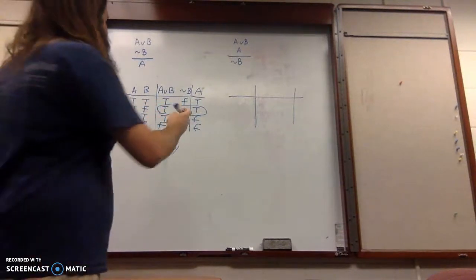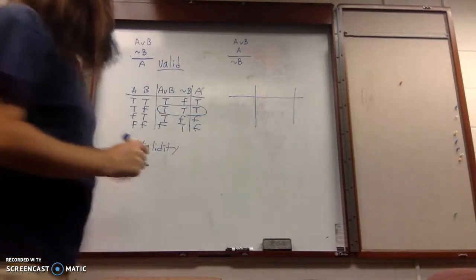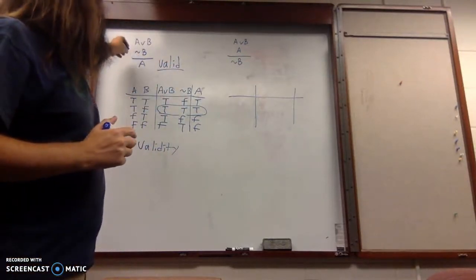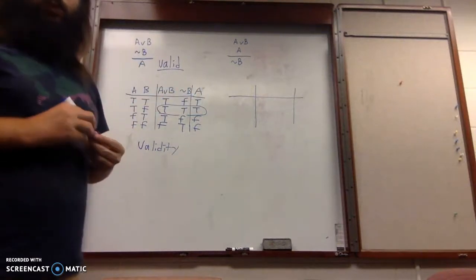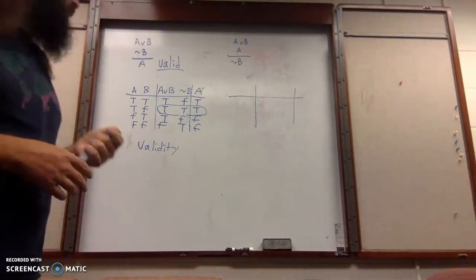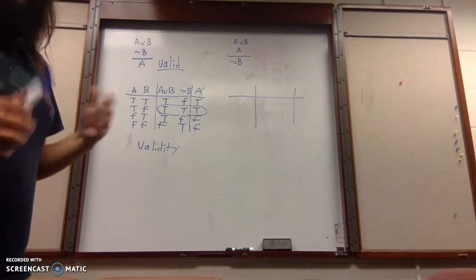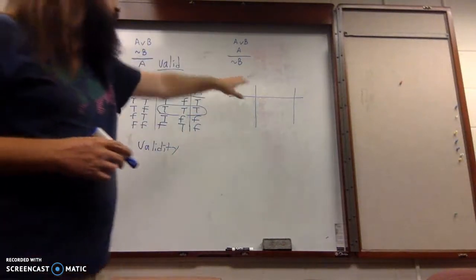So we would say that this is a valid argument. And it's a valid argument because the premises lead to the conclusion. Or put another way, the conclusion follows from the premises. Simply that whenever the premises are true, we also know that the conclusion is going to be true. Now let's look at the next argument.